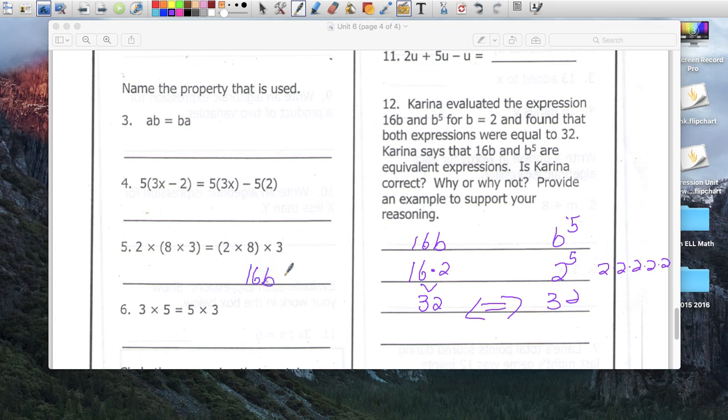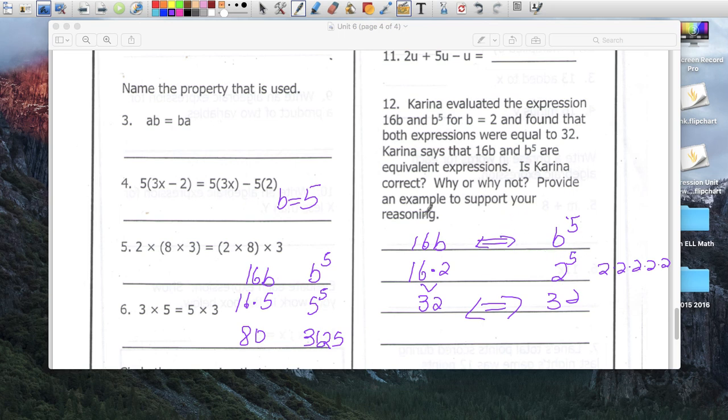So let me try here. 16b and b to the fifth power. Let's change the b to 5. When b equals 5, what happens to this expression? So this would be 16 times 5, which is 80. And this would be 5 to the fifth power. Jeez, I don't even know what that is. Let me just type 5 times 5 times 5 times 5 times 5. It's equal to 3,125. No.